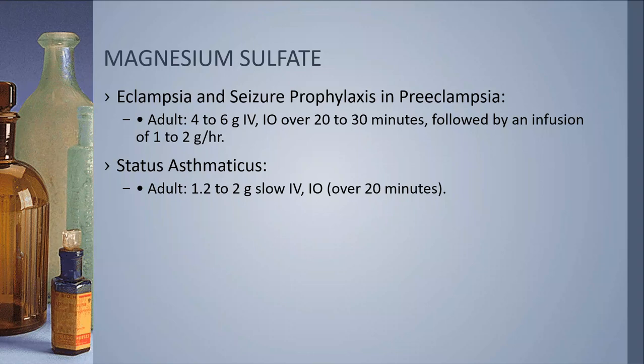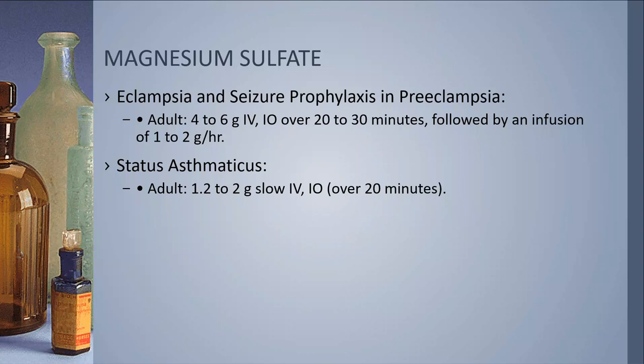We're going to give 4 to 6 grams IV over about 20 to 30 minutes, and then we'll follow that up with an infusion of 1 to 2 grams per hour. Again, we've got to watch our patient's level of consciousness, and we've got to watch our patient's ability to breathe, because it will cause them to stop breathing if we give it too fast.